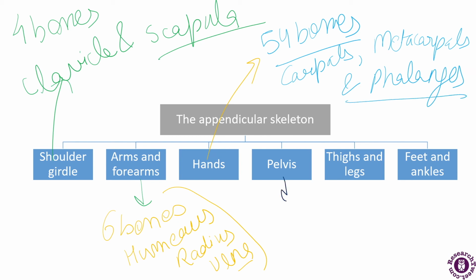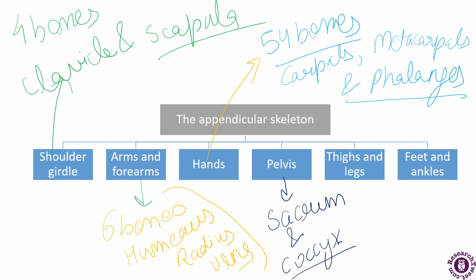Next I will talk about the pelvis, which is located in the lower part of the trunk. It consists of two bones. What are these two bones? That is the sacrum and the coccyx. These are the two bones.